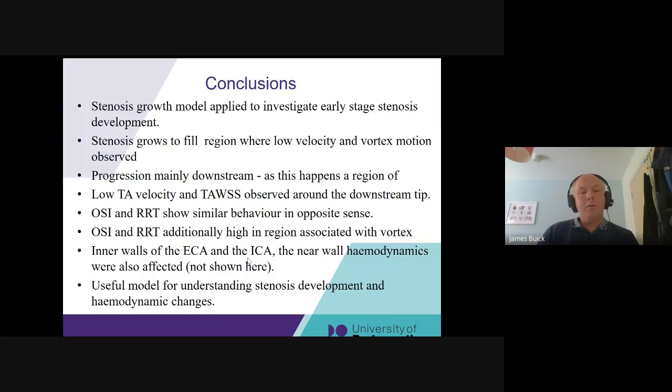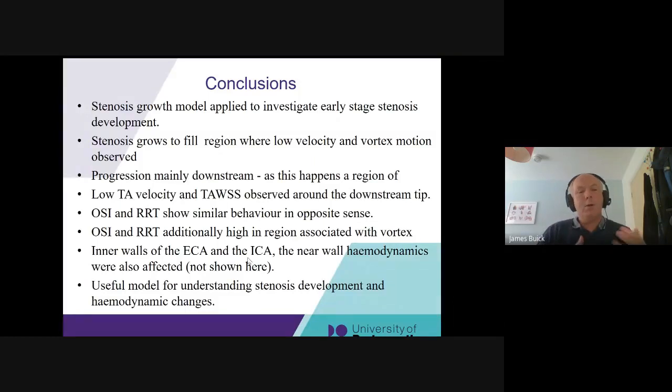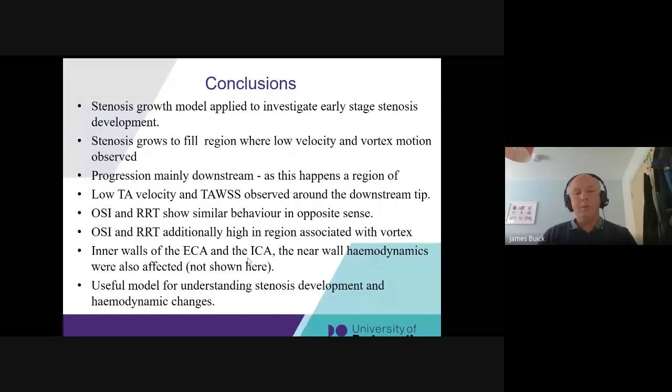We see regions of low time average velocity and time average wall shear stress developing around the downstream tip of that evolving stenosis. The oscillatory shear index and the RRT showed similar behavior, but in the opposite sense. They were quite large where the other quantities were low. But we also saw a further region where the OSI and RRT were high, and we could associate that with the vortex motion that we observed in the healthy artery.